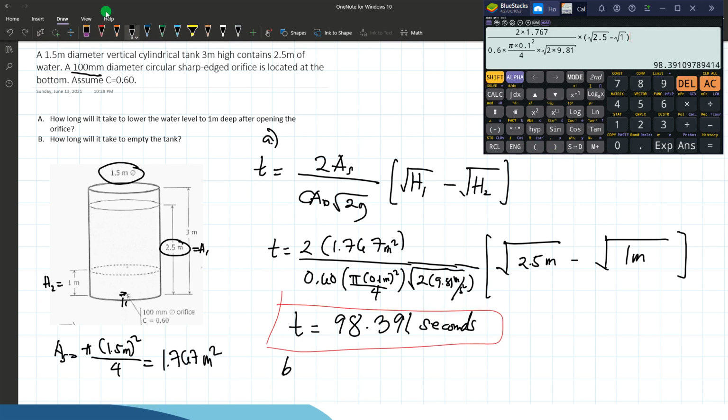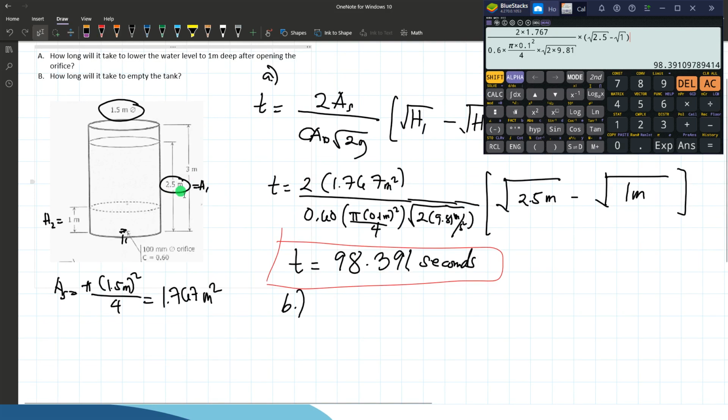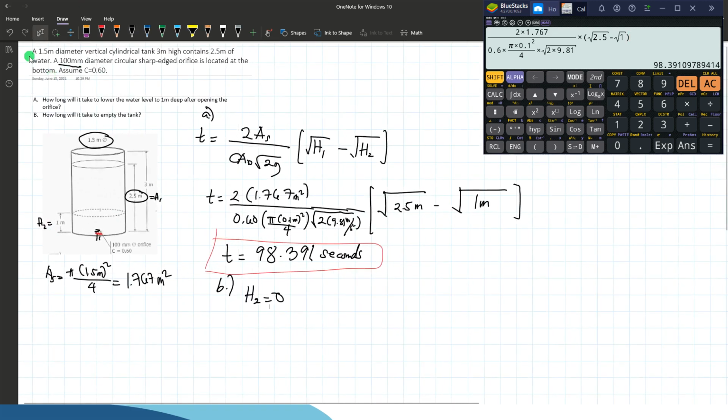For letter B, how long will it take to empty the tank? So initially at 2.5 meter depth. If the tank will be empty, it means that our H, which is measured from the opening of the orifice, is 0. So for letter B, H2 is 0. Same solution, only that the H2 is 0.